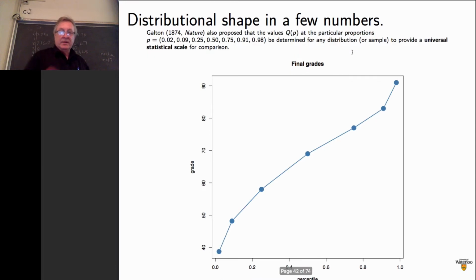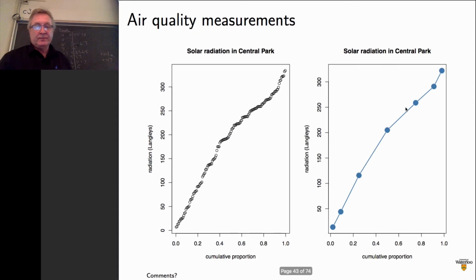Okay? So look at that. This is for our final grades of those numbers, and that kind of captures most about the shape. You clearly have lost a lot of information, but often not so much. Particularly not so much if they're all shaped sort of this ogive shape, which is what Galton thought often came up in nature. Okay, so we might replace solar radiation in the park like that and think about what we've lost from going to this summary from that.